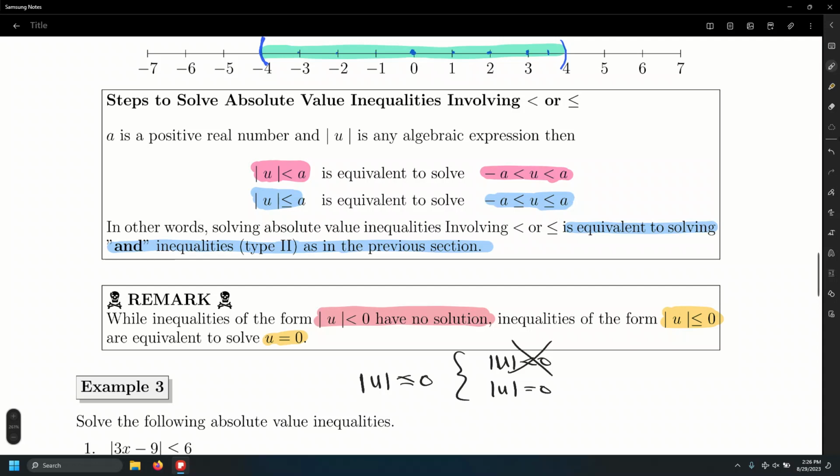However, absolute value equal to 0, would it make sense to write it like u equals negative 0 and u equals 0? There's no such thing as negative 0. That's why we just go with the u equals 0 case. Right? Let's look at some examples to see this in action.